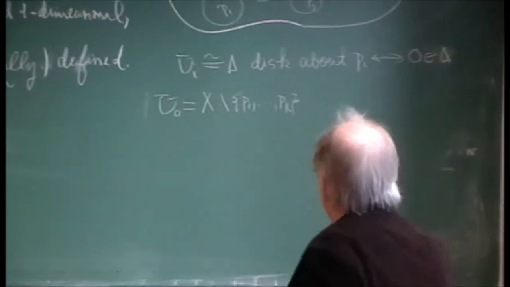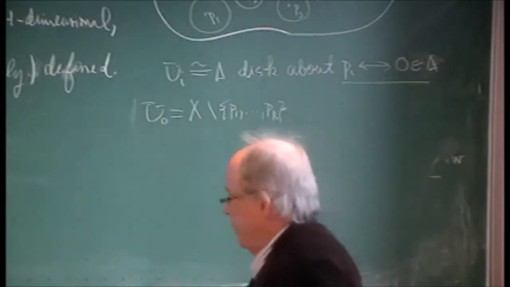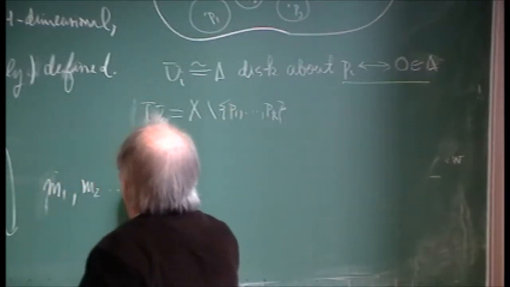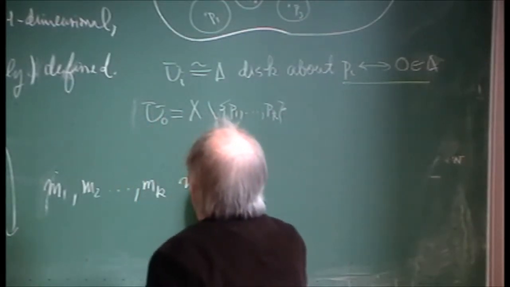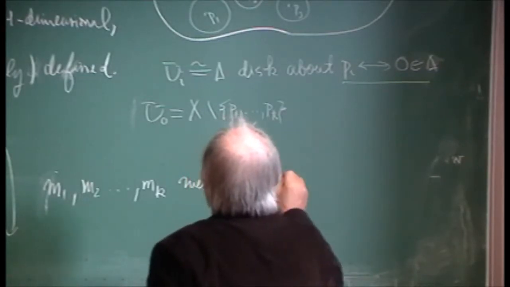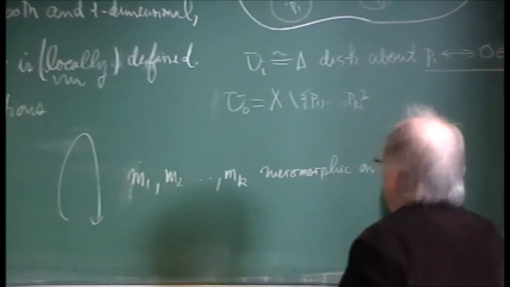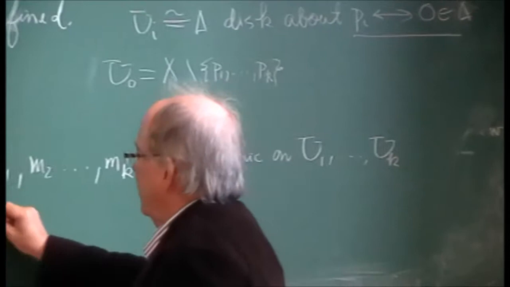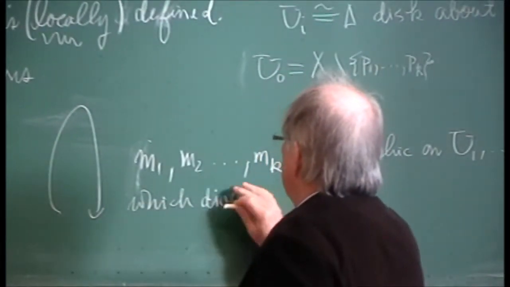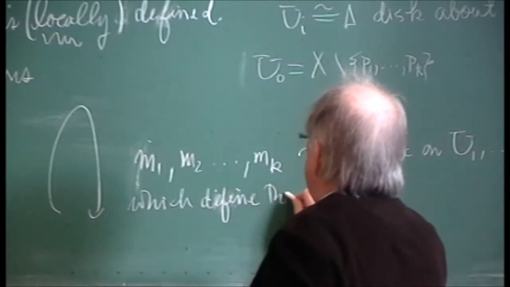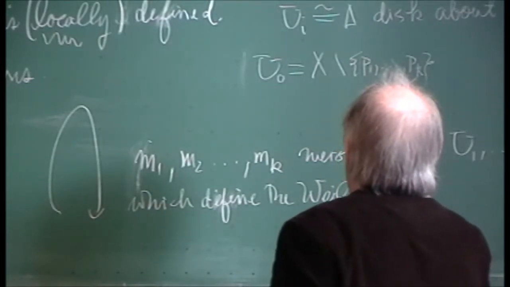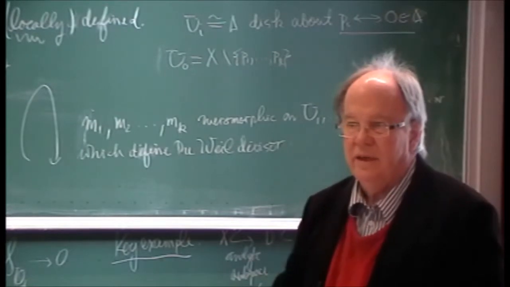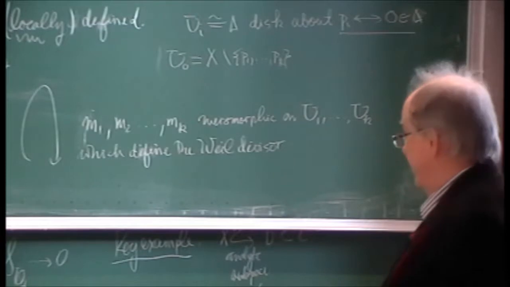So what we're dealing with here, I can always set this up so that this corresponds to zero. And this gives us, say, M1, M2, up to MK, meromorphic functions on U1 through UK, which define the divisor. You agree? I covered the thing. You ask me, what is this divisor? I say, look, in Uk, take this meromorphic function, that's it. That's just local.